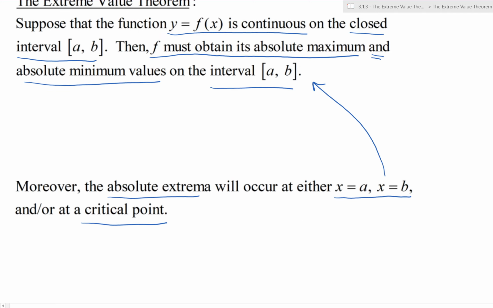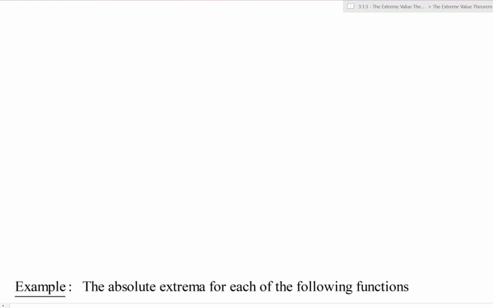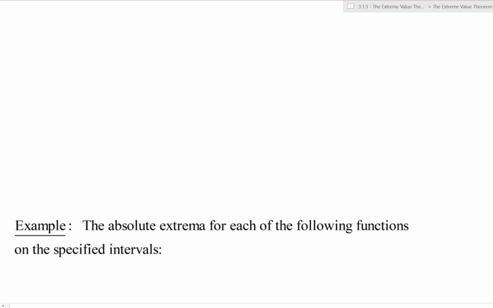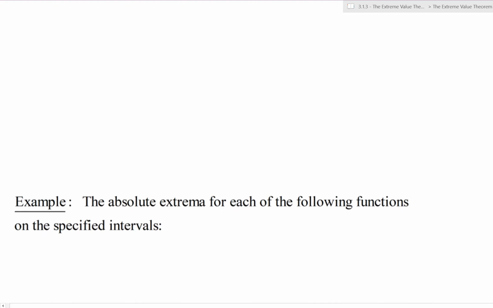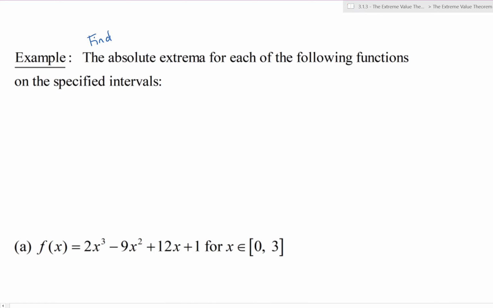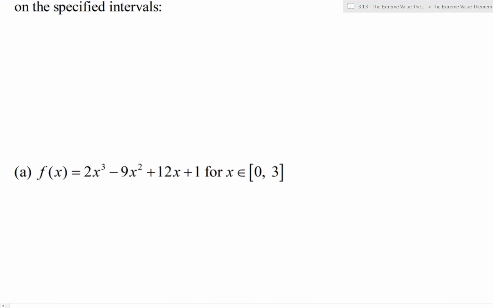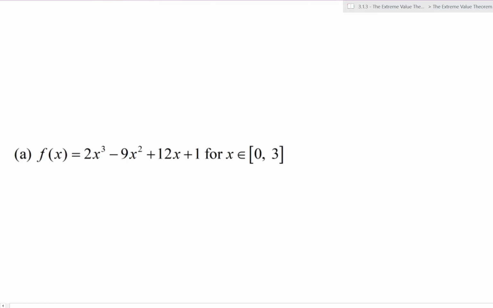Let's go take a look at a couple of examples here to wrap up this video, in which we aren't given the graphs, but rather we're given some functions, the formulas. Let's find the absolute extrema for each of the following functions on the specified intervals. So here's one function. One such function, this polynomial function here, f of x, is the function 2x cubed minus 9x squared plus 12x plus 1 for values of x 0 to 3.